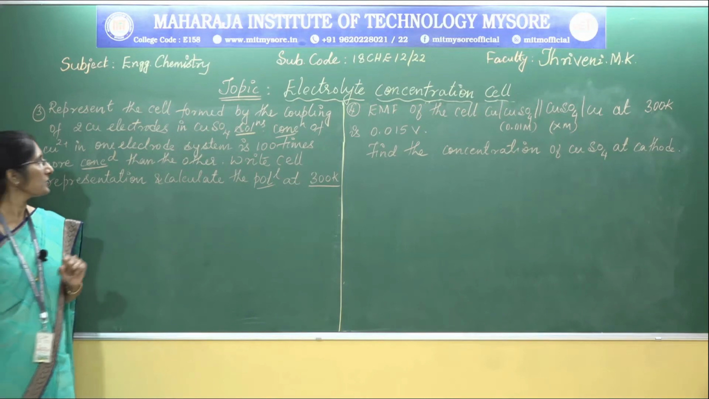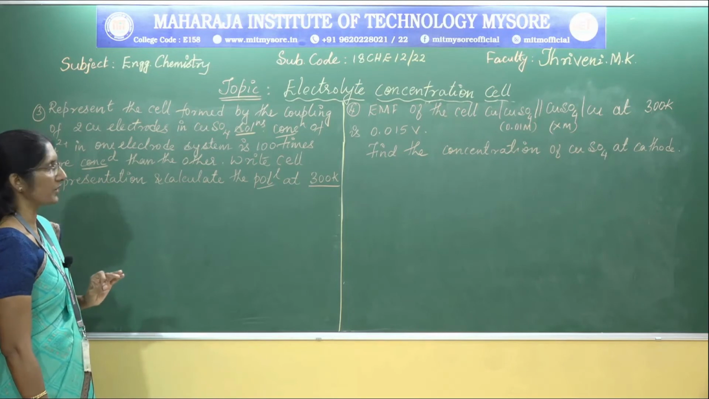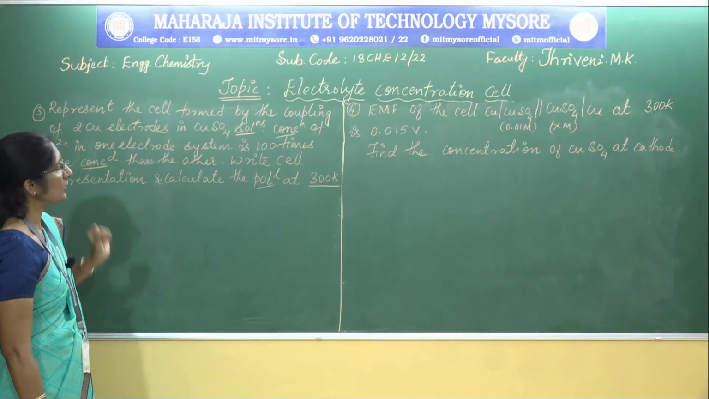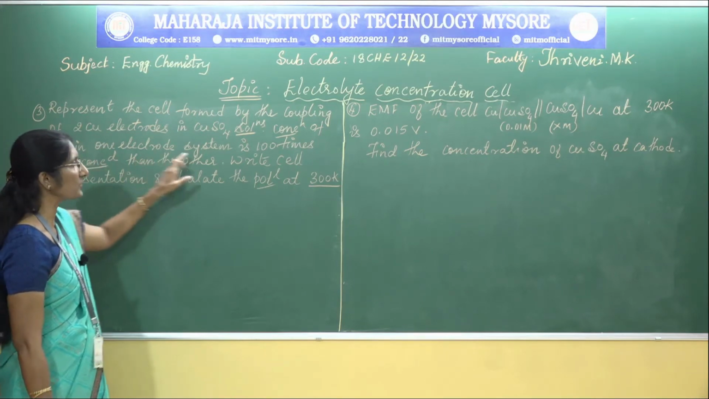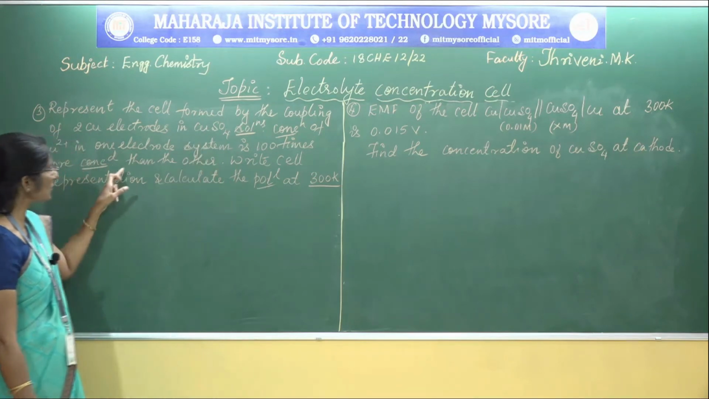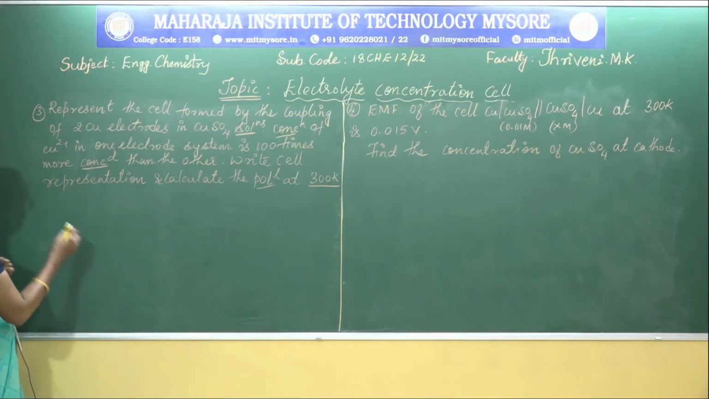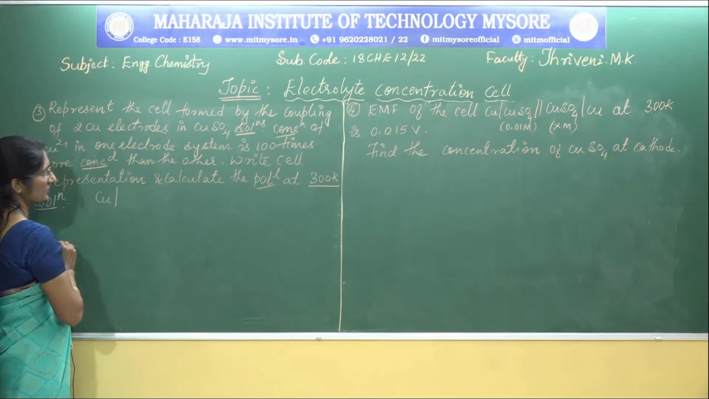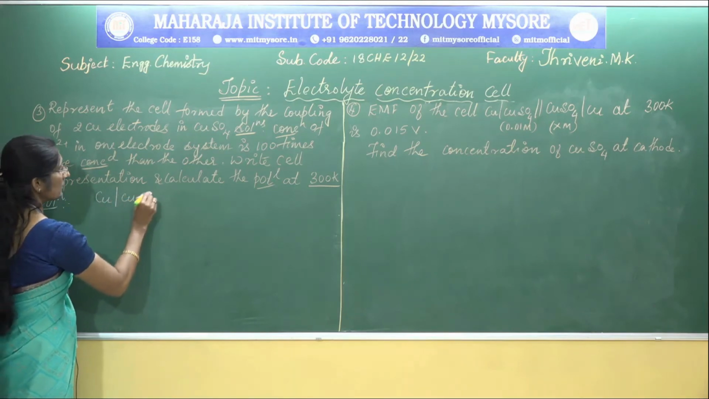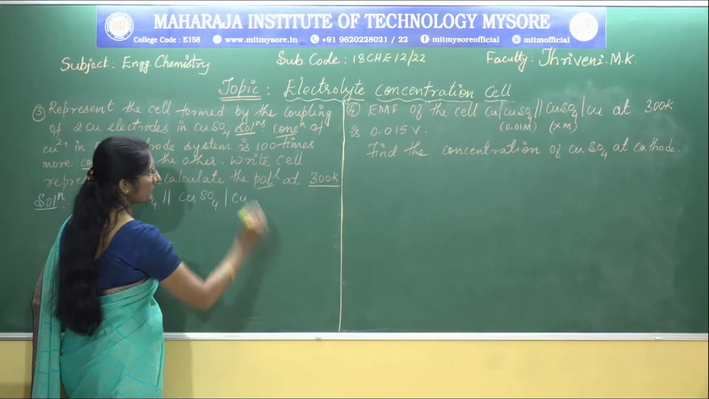So underline that. Represent the cell formed by coupling of two copper electrodes. That means this is the copper concentration cell. Concentration of cupric ions in one electrode system is 100 times more concentrated than the other. Write the cell representation. Then how to write the cell? Observe that it is an example for a copper concentration cell. So first write down the copper concentration cell: copper in contact with copper sulfate solution, copper sulfate solution in contact with copper.